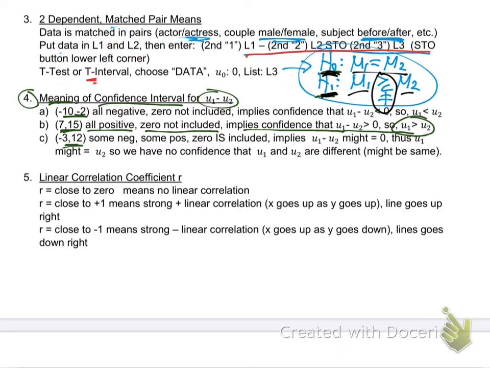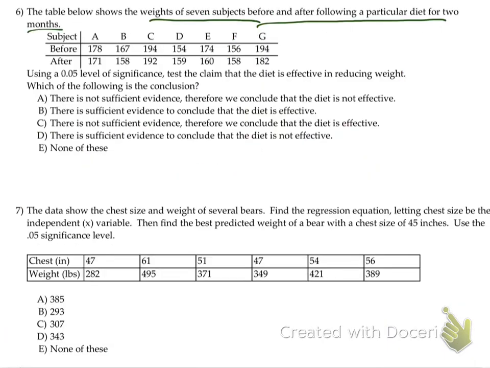Okay, so for the matched pair information. Now, see, matched pair says before, after. So any problem where you're seeing before and after, that's matched pairs. So for matched pairs, what do we do? Put the data in L1 and L2 and do this L1 minus L2 stored into L3 thing. So let's go do that. This is matched pairs, specifically because we see before and after. That tells us matched pairs.